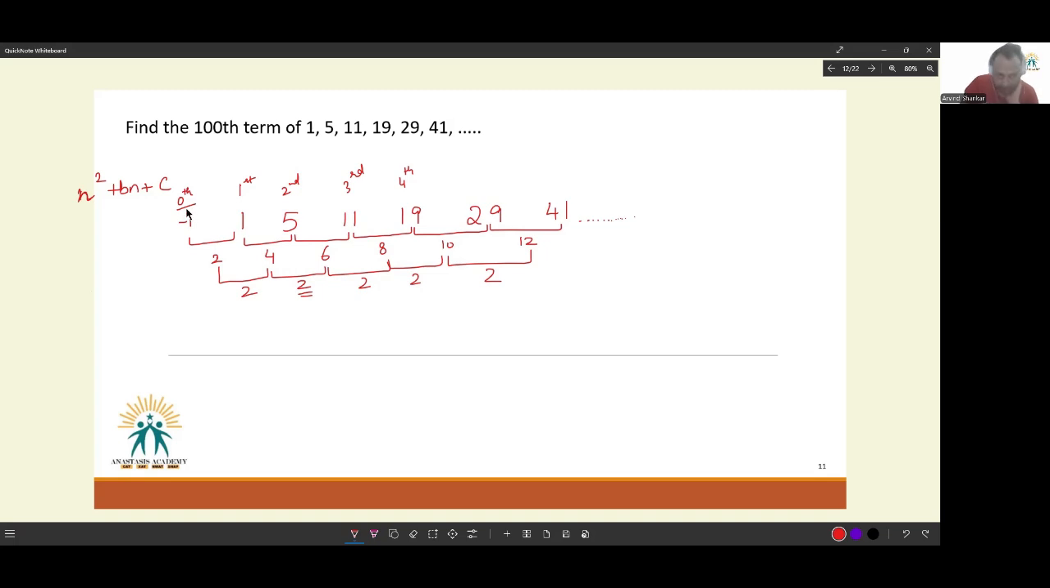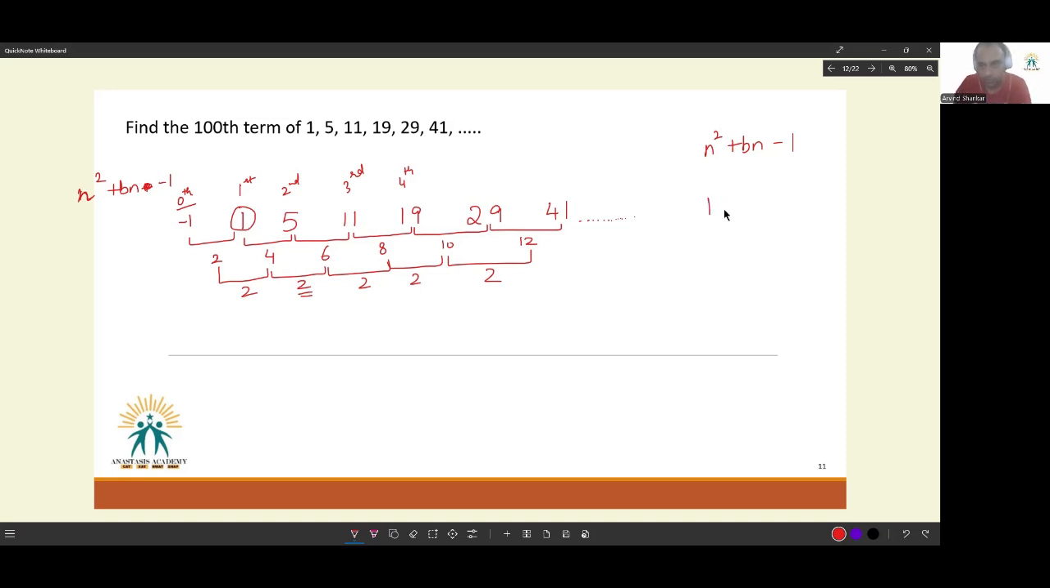Why is this interesting? If this is the 0th term, this is also the constant. If I plug in n equal to 0, n square will be 0, bn will be 0, c is minus 1. I can quickly identify c is minus 1. And now my expression has reduced to n square plus bn minus 1. There is just one unknown. Now, if I plug in n equal to 1, I should be arriving at 1 only.